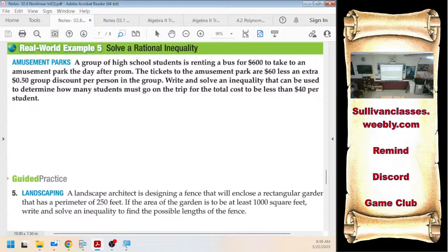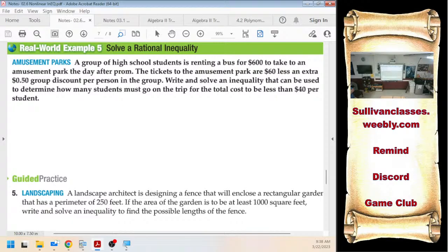The tickets to the amusement park are $60 less, or subtract, minus an extra 50-cent group discount per person. So what they're saying is if one person goes, then it's $60 minus 50 cents. If two people go, it's $60 minus $1. Three people go, 60 minus 1.50, and so on. The more people you got going, the cheaper those tickets are going to get.